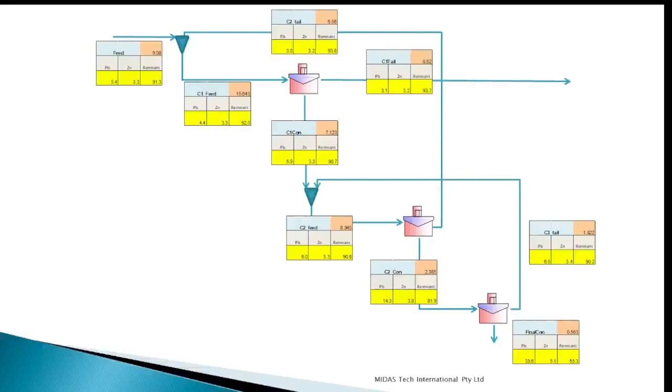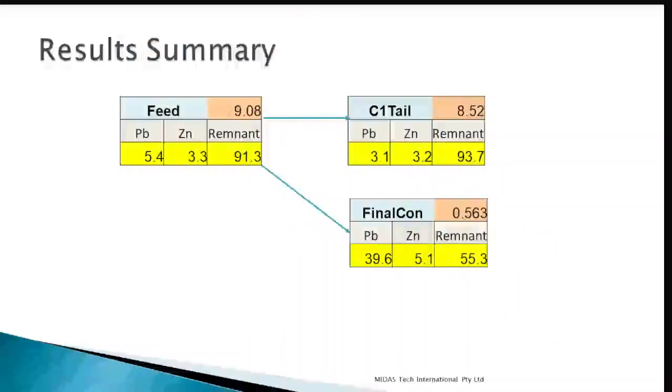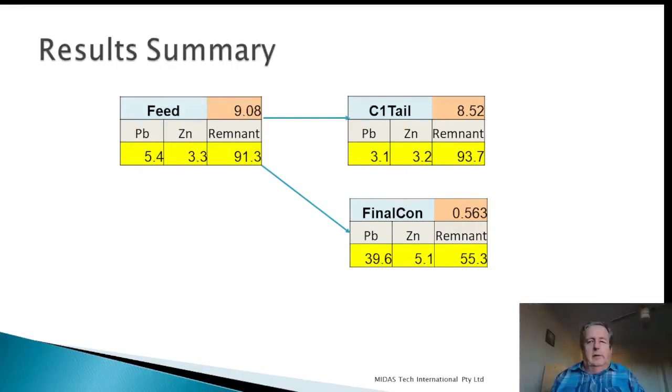So when we simulate the plant, we get the information blocks which show how effectively the particles are being separated. Now this is a bit hard to read, so I'm just going to focus on the three information blocks that are most relevant. So we have the feed, tail, and the final con, and we see that the lead has been concentrated in the final con. And we can, of course, adjust the flowsheet, we can adjust the inputs, and we can resimulate.